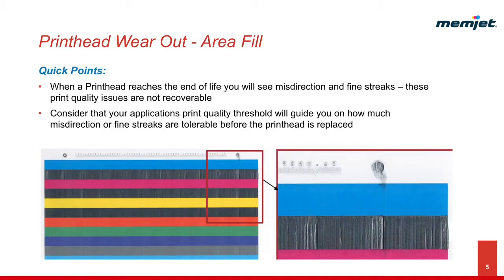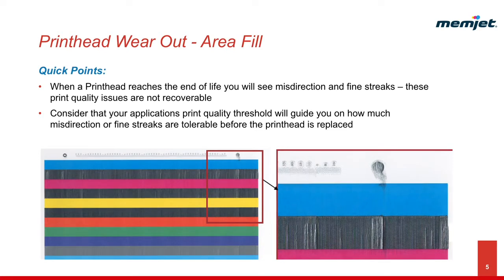Wear out and misdirection look a little different for applications that use area fills. In this case, usage in nozzle wear will display as fine streaks and density shifts across the printhead. In this example, the black channel is tested, so we see fine streaks and uneven density in the black channels across the page. With equivalent usage, other colors would show a similar effect.